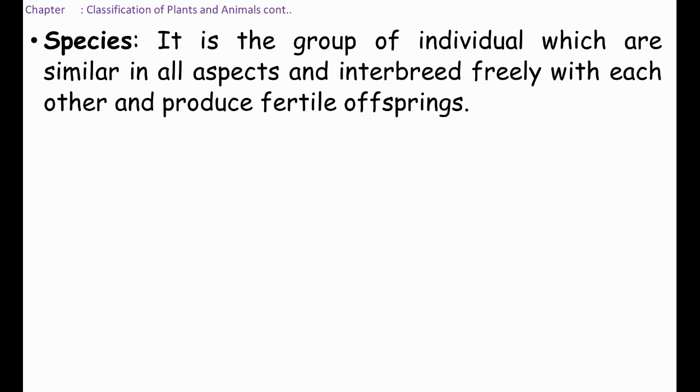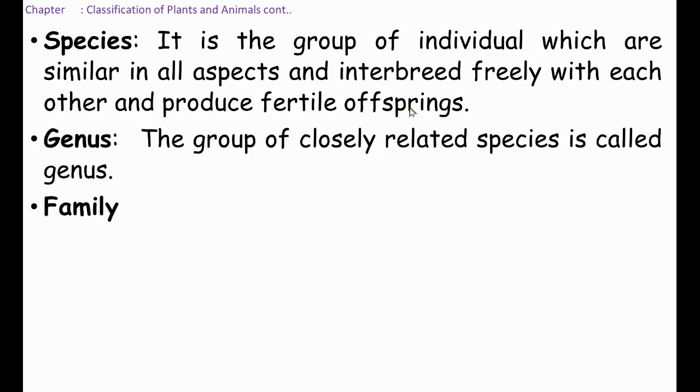Interbreeding is possible only in a common species and not possible between different species. And the offspring produced by the common species are also fertile. They breed freely with each other and produce fertile offspring.